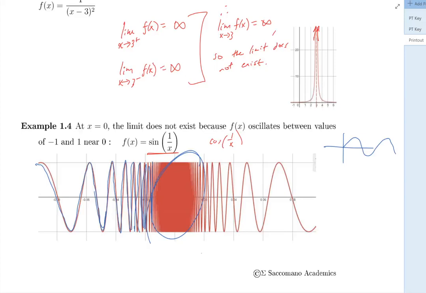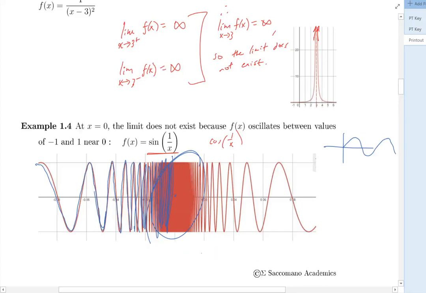Yeah. But as you approach 0, what's actually happening is you're bouncing at like an infinite speed back and forth between negative 1 and 1. And since it's bouncing between negative 1 and 1, is it getting close to a specific finite value? No, it's consistently hitting values between -1 and 1, not getting close to any specific value. So here you would just say the limit does not exist.